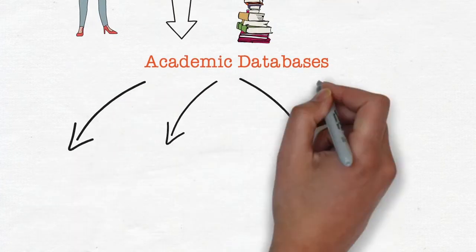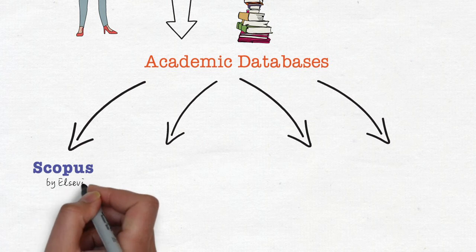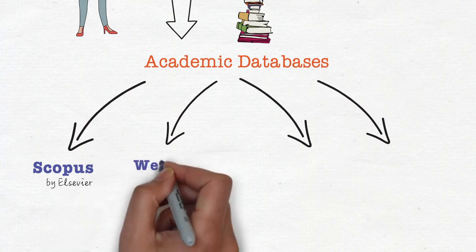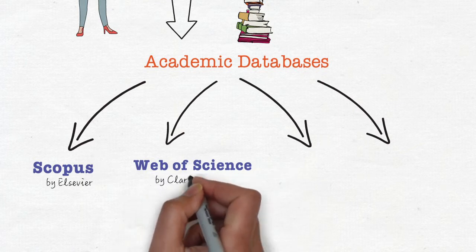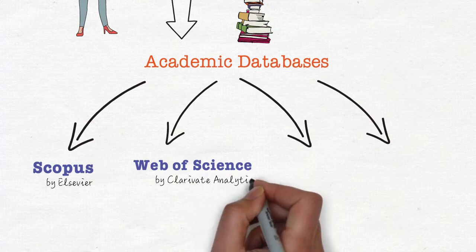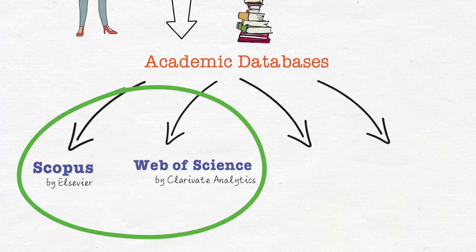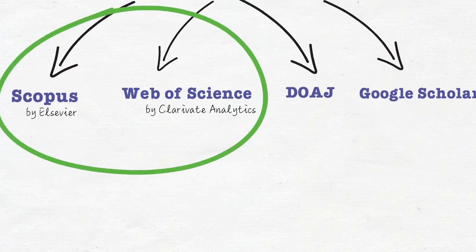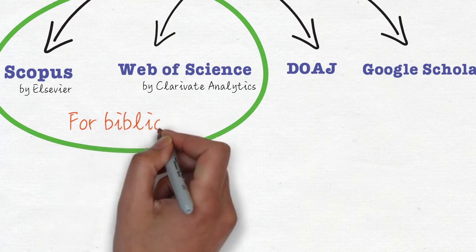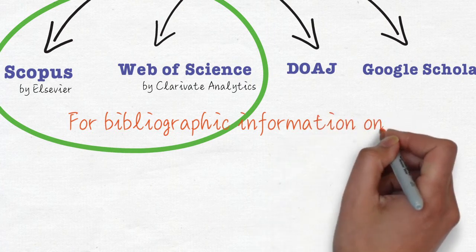The most common ones are Scopus by Elsevier and the Web of Science by Clarivate Analytics. These two are the most used ones in bibliometric studies, since they include the most prestigious academic journals. Some other interesting databases are the Directory of Open Access Journals and Google Scholar. In these databases, we are going to be able to retrieve hundreds of publications.